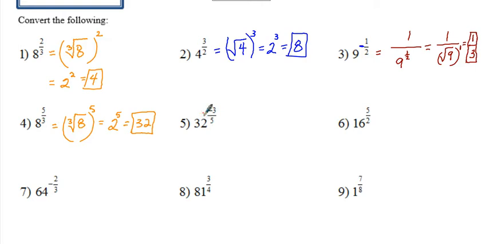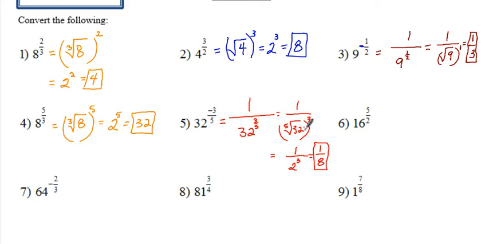Number 5, we have another negative exponent. So the very first thing I want you to do is think of this as 1 over 32 to the positive 3/5. Now I want you to say, all right, this is now 1 over, which one's the root, which one's the power? The 5 is the root, so the 5th root of 32 raised to the 3rd power. What is the 5th root of 32? You should know that the 5th root of 32 is 2, and that 2 to the 3rd power is now 1 over 8.